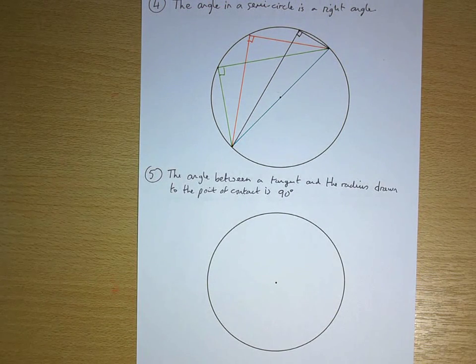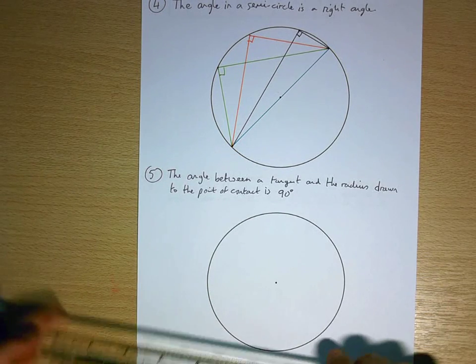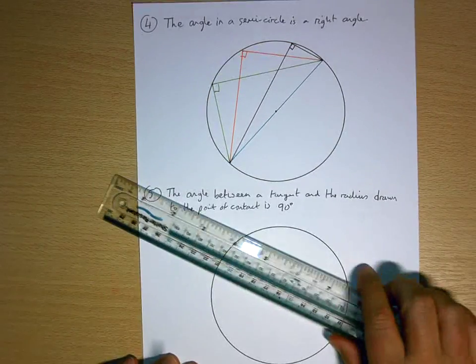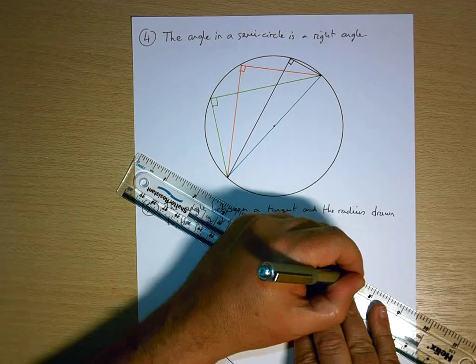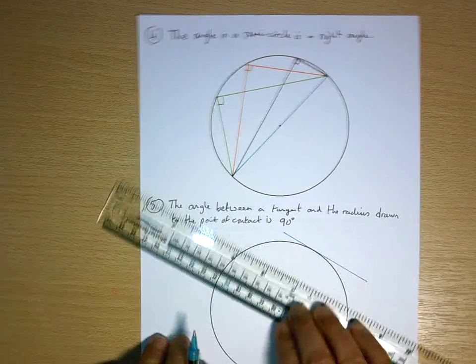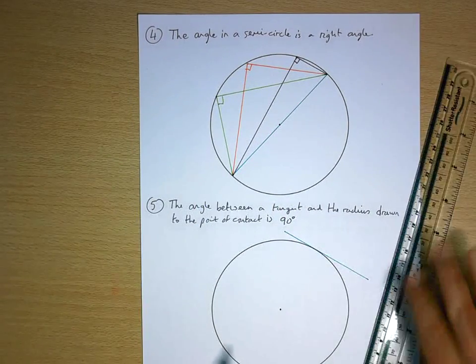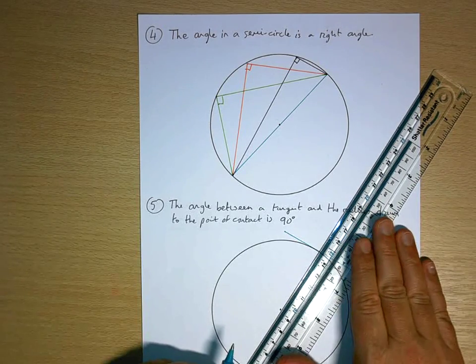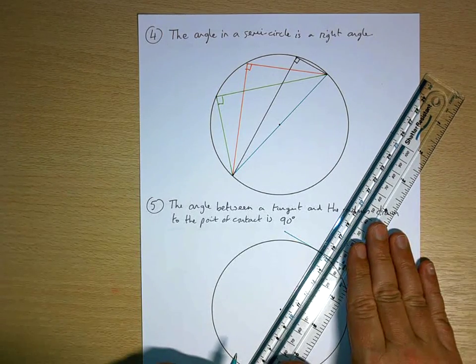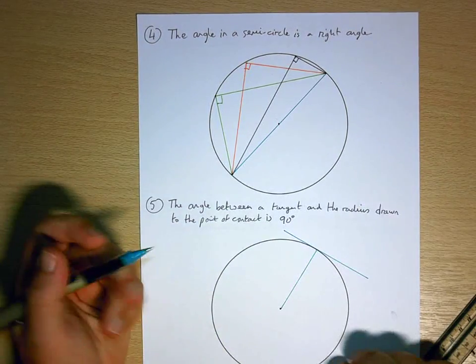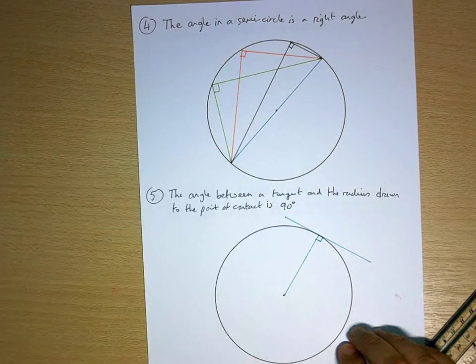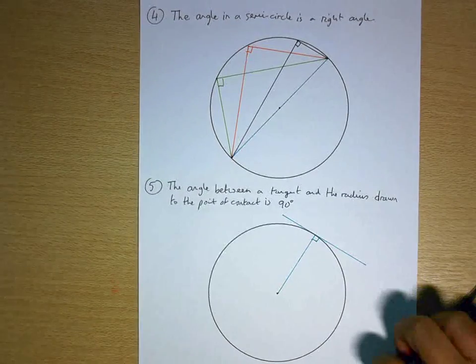Okay, this is another nice one to spot, which is the angle between a tangent and the radius drawn to the point of contact is 90 degrees. So regardless of where I draw my tangent, so I draw a tangent there, where the tangent joins a radius, like there, I'm going to have a 90-degree angle.